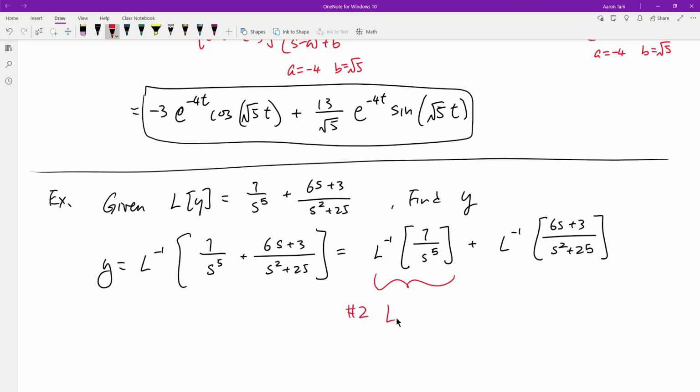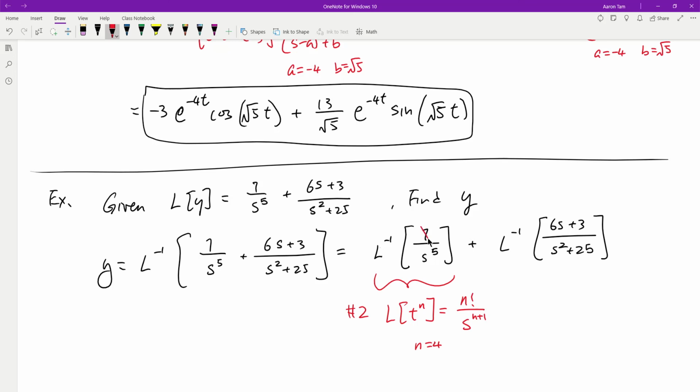If I take the Laplace transform of t to the n, that would equal n factorial over s to the n plus 1. So if I'm looking at this correctly, that suggests n is 4, because we have s to the 5th, so n must be 4, so that becomes 4 plus 1. Therefore, to use the formula correctly, I do need a 4 factorial on top, which I don't think is 7, so I'm going to have to deal with that.